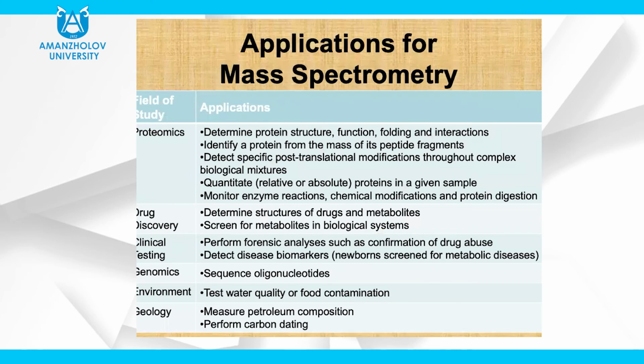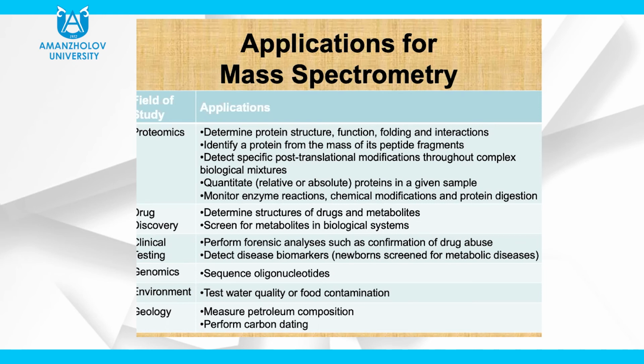As for applications, mass spectrometry is greatly used in proteomics to determine protein structure, function, folding, and interactions. It is also used to identify proteins from the mass of their peptide fragments. It detects specific post-translational modifications throughout complex biological mixtures. It also quantifies proteins in a given sample and monitors enzyme reactions, chemical modifications, and protein digestions.